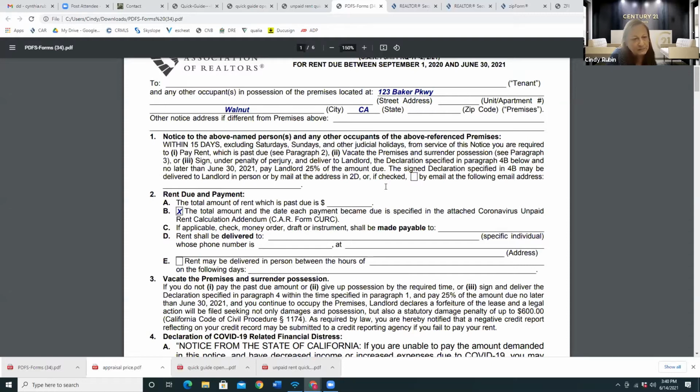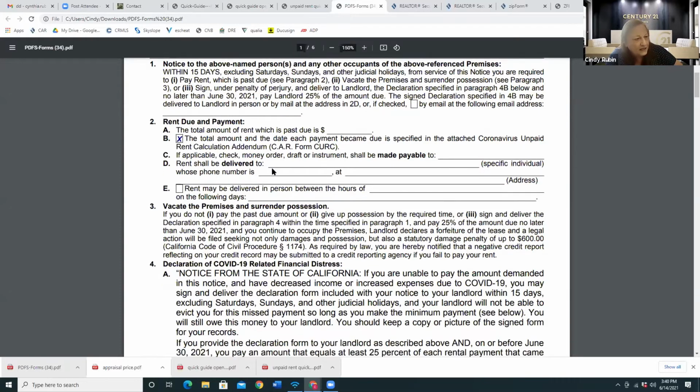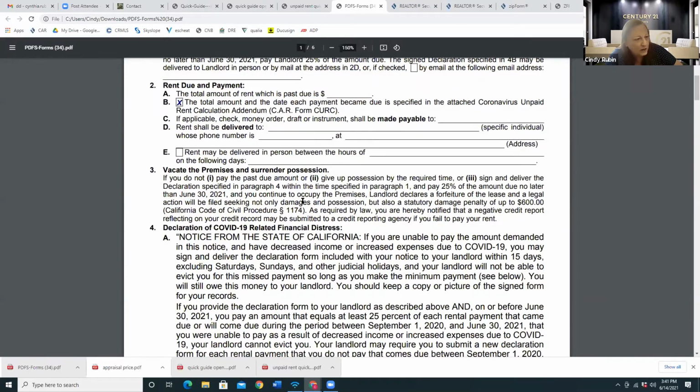The signed declaration specified in 4B may be delivered to landlord in person or mailed to the address in 2D, or if checked, by email. So obviously you want to check email, just email it to them. Okay, rent due. Okay, so this is checked. I didn't check that. So that's automatically checked. The total amount and date for each payment, the date each payment became due is specified in the CURC. And then I guess you could put the total amount in line A. Okay. And then here is where you're going to deliver that rent to, and what times and whatever.